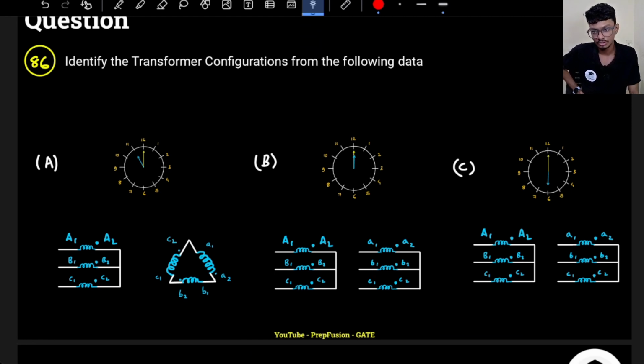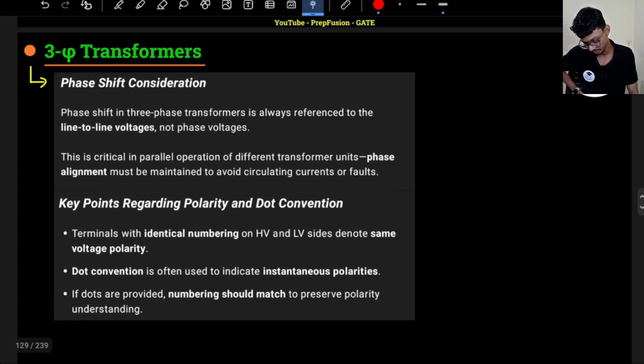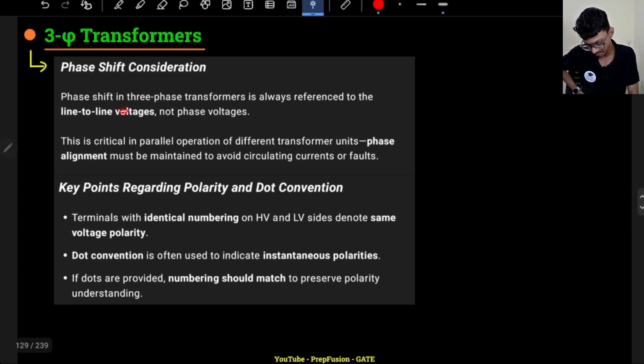Let's now come to this phase shift consideration. Phase shift in three phase transformers is always with reference to line voltage.